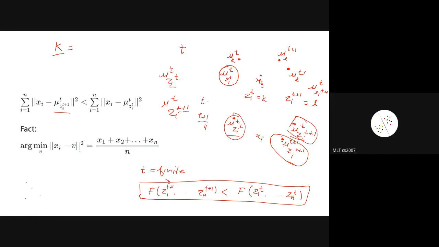So this was the mean of the kth cluster in the tth iteration. This was the mean of the lth cluster in the tth iteration, and this is the mean of the lth cluster but in the t plus one iteration, right? I'm just denoting these with notations corresponding to xi. This one I'm denoting as mu zit t. This one I'm denoting as mu zi t plus one t. And this I'm denoting as mu zi t plus one t plus one. Any doubt till this point?